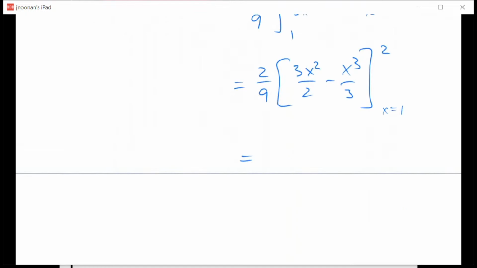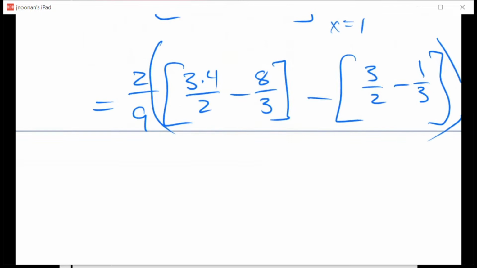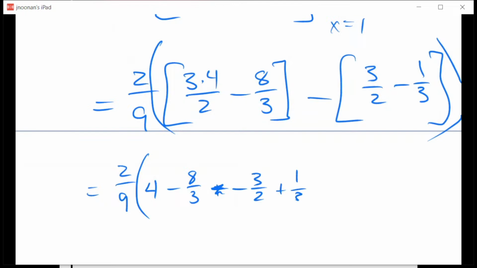And then, let's plug in our limits: 2/9 times 3 times 4 over 2 minus 8/3. Oops, don't forget that lower limit, minus 3/2 minus 1/3. So I can make that bigger. A little bit of a mess here. 2/9 times, that's going to be 8/2, which is 4, minus 8/3, whoops, minus 3/2 plus 1/3. Just dealing with the negatives, collecting like terms.